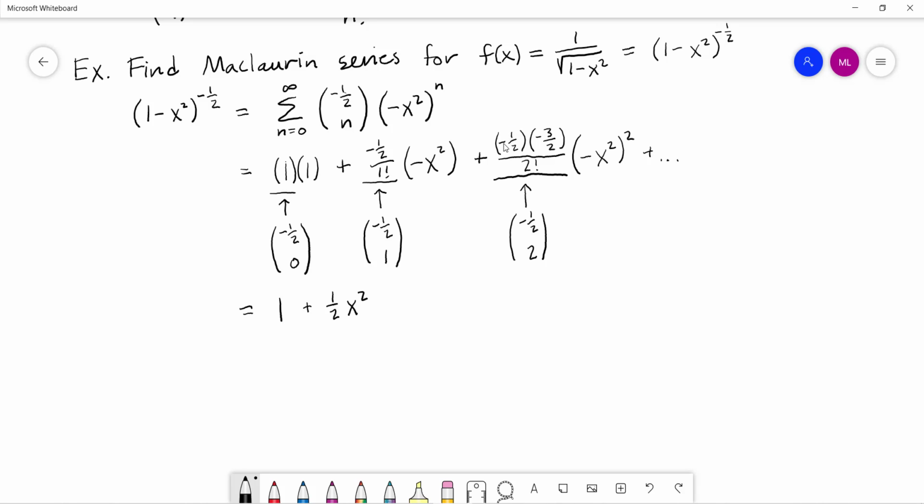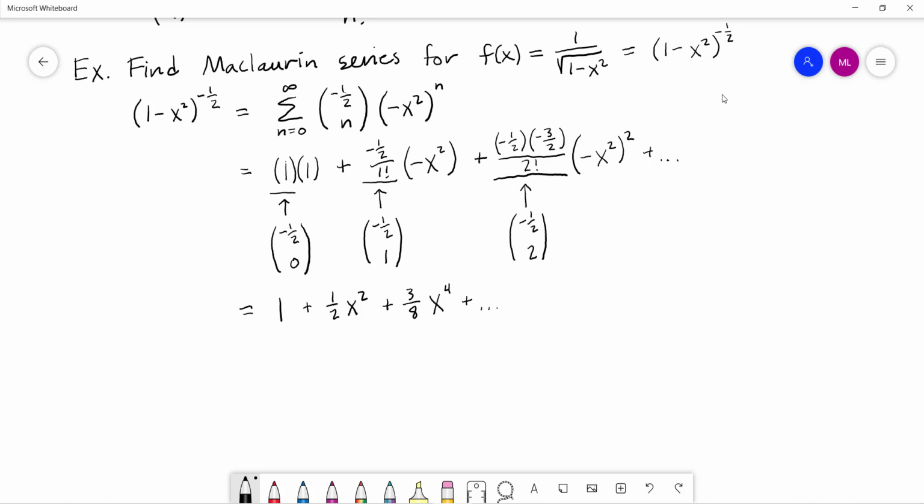And then for this term over here, these two negative signs will cancel. I'm going to get a 3/4, but I'm dividing that by 2 factorial, so it's really going to be 3/4 over 2, which is going to be 3/8. And the result of this term when I square it is negative x squared squared, which is just x to the fourth plus dot dot dot.